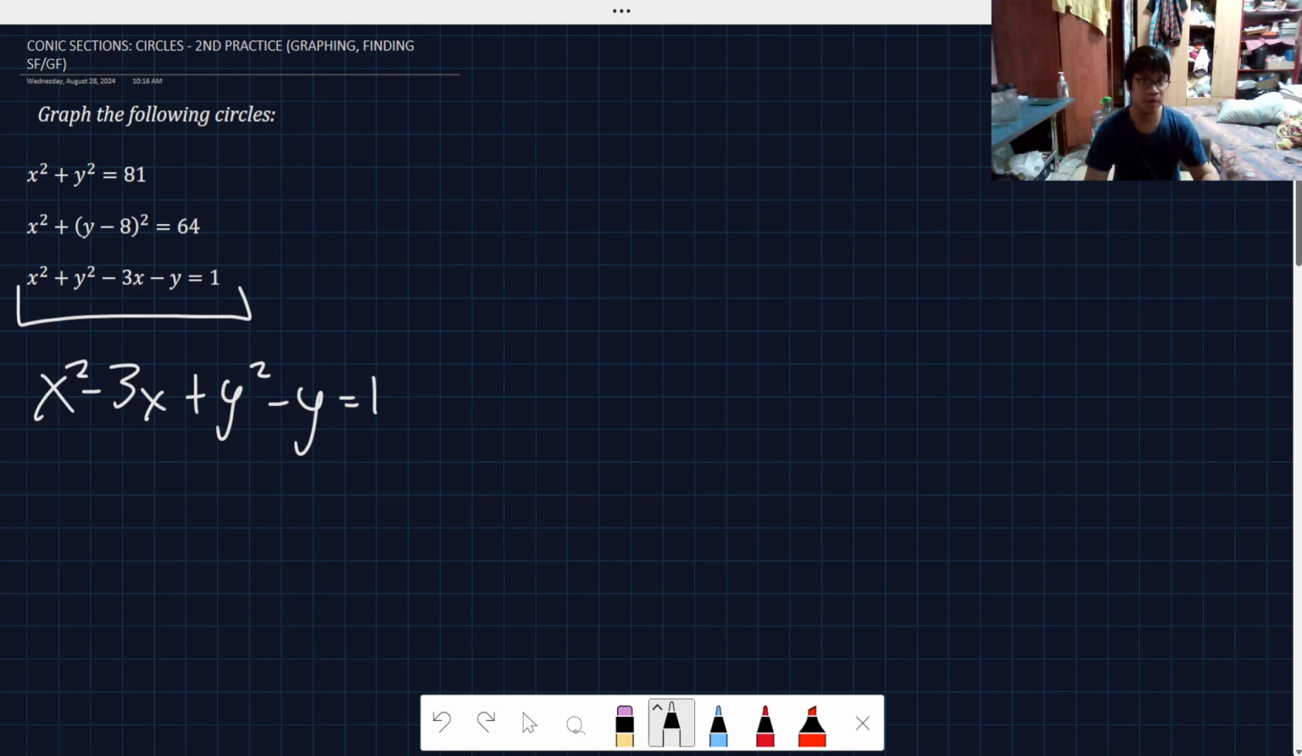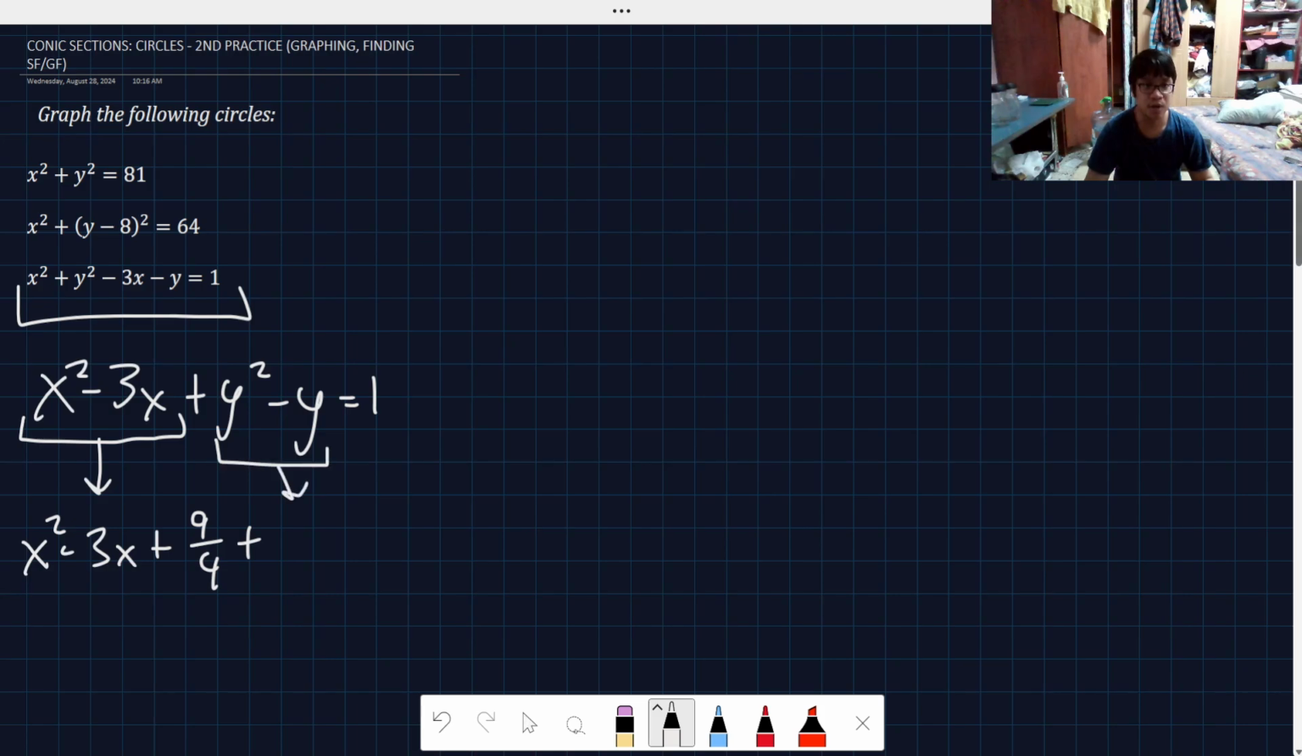I'll go direct to the point here. If you need some detailed explanation, just watch my previous videos on how to convert general form to standard form. So the PST for this one would be x squared minus 3x plus 9 all over 4. That's for the x. Now for your y, this would be y squared minus y plus 1/4.